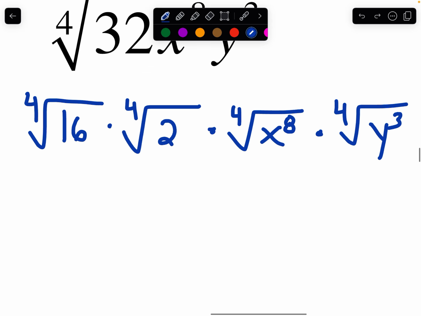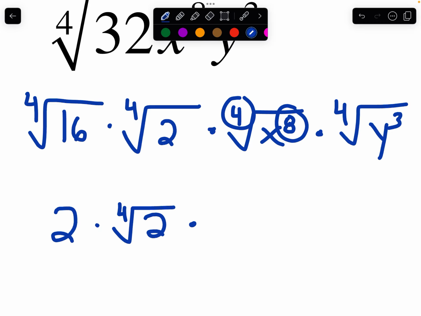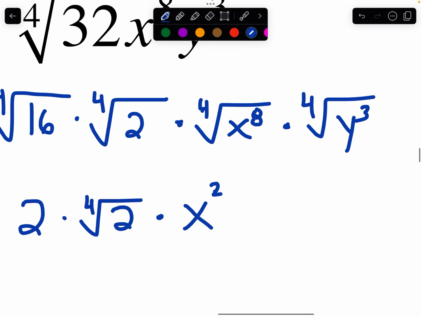So let's see what we have here. The fourth root of 16 is exactly 2. The fourth root of 2 cannot be simplified any further. Applying my shortcut here, 8 divided by 4 is 2, and so the fourth root of x to the 8th will be x squared. Again, 8 divided by 4 is 2. And the fourth root of y cubed is stuck the way it is for the reasons that were already said.